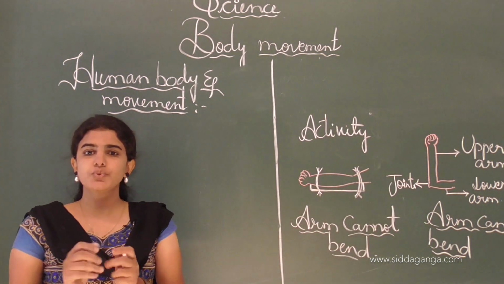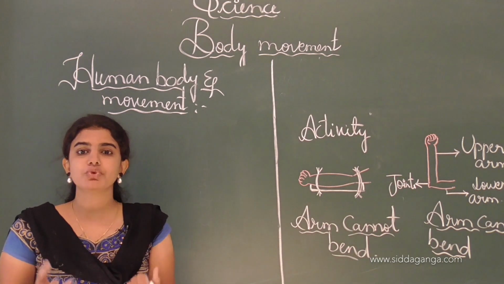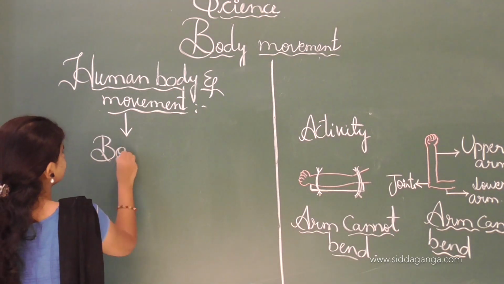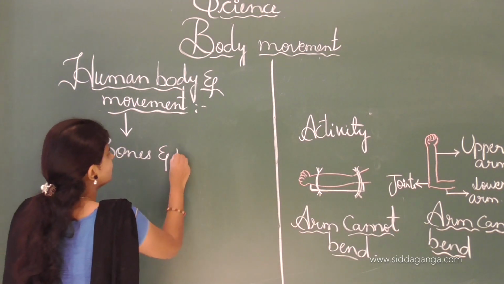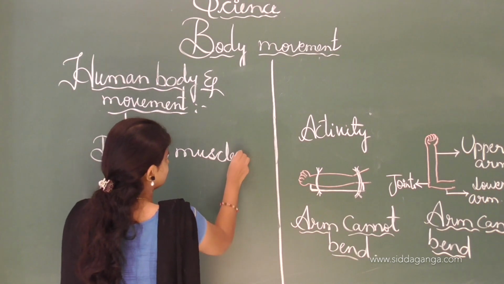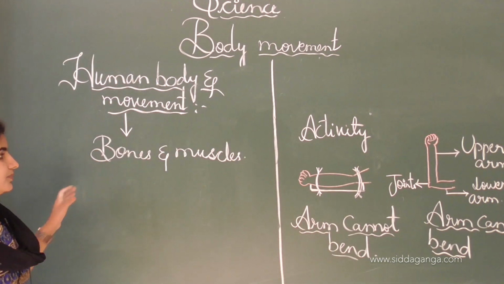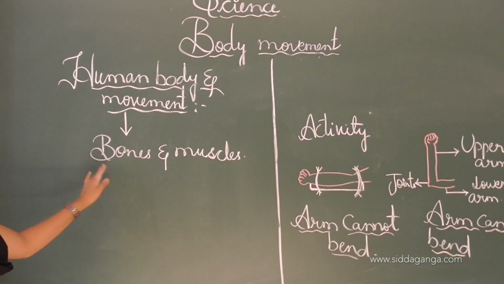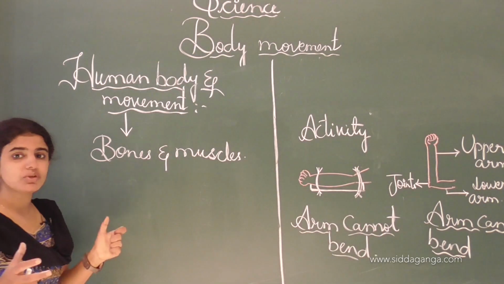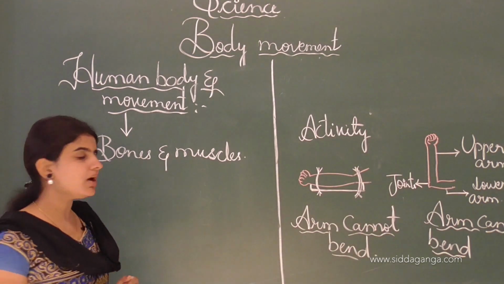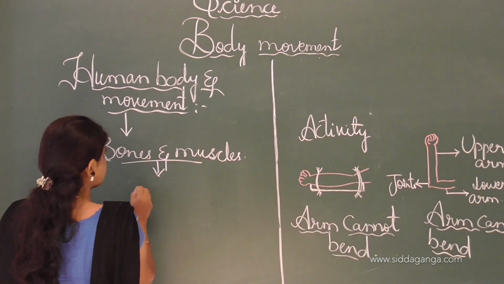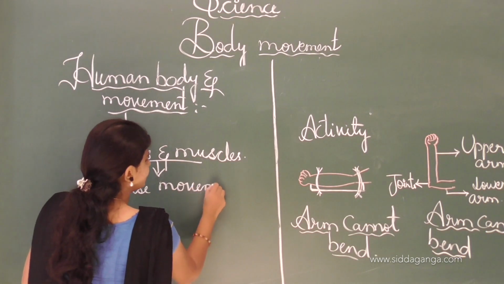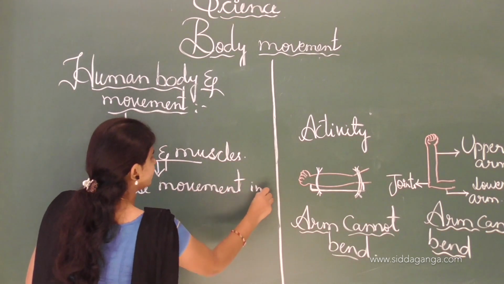Bones and muscles work together, which may cause the movement in the body. In this heading, bones and muscles. Muscle is nothing but the tissue which is attached to the bone. Bones and muscles both work together, which may cause the movement in the body.